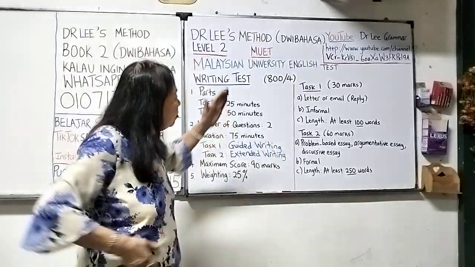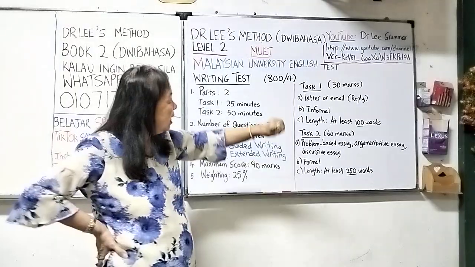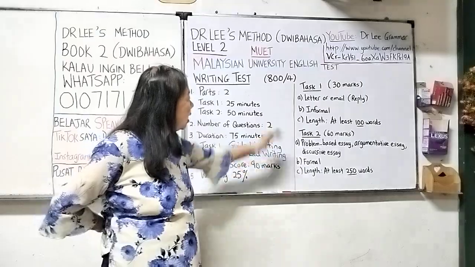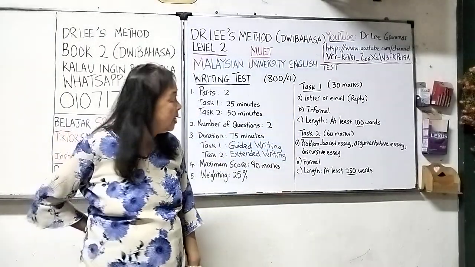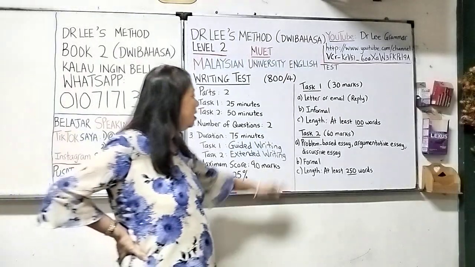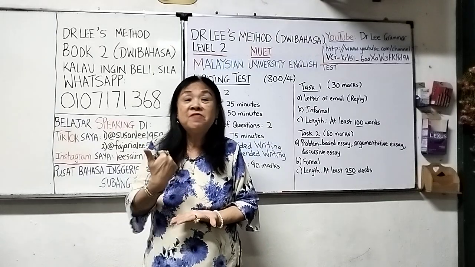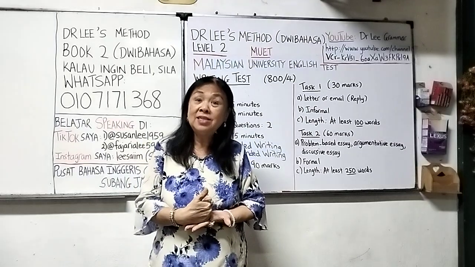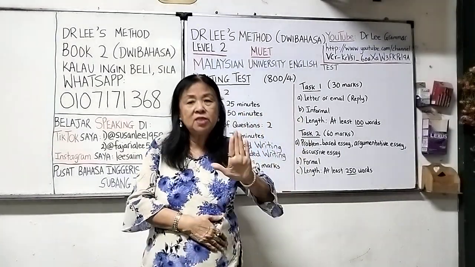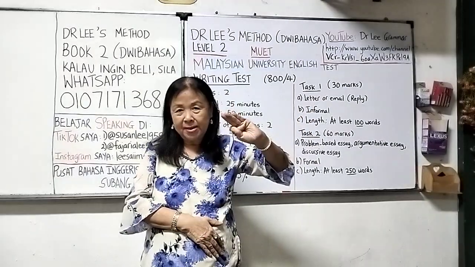Now, Task 1, 30 marks. If you get full marks, you get 30 marks. What is Task 1? Task 1 is asking you to reply to a letter or an email, and it is informal. That means the language that you use is not formal. You are supposed to write to friends, relatives, family members. That's why it is informal. And the length, how long should it be? At least 100 words. And if you write all this, you get 30 marks.